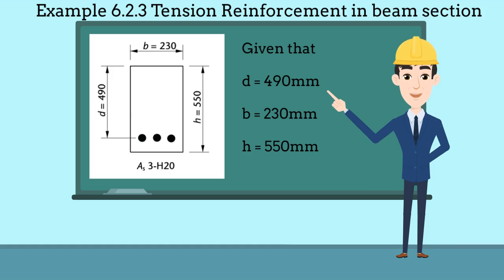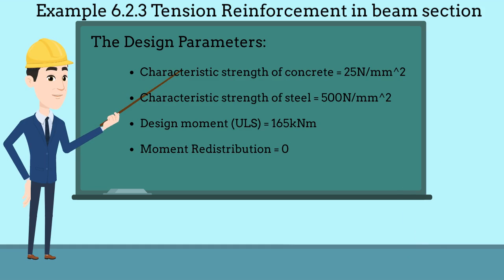The question has given that the effective height of the section equals 490 mm, and the width of the cross section equals 230 mm. The design parameters are given as follows. The characteristic strength of concrete equals 25 N per square millimeter and the characteristic strength of steel equals 500 N per square millimeter. The design moment equals 165 kN and moment redistribution equals 0.